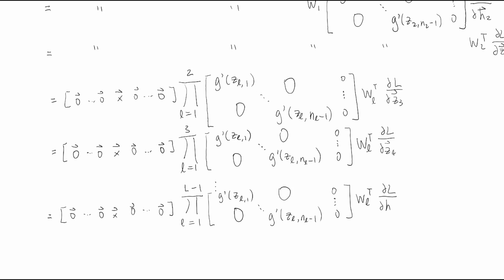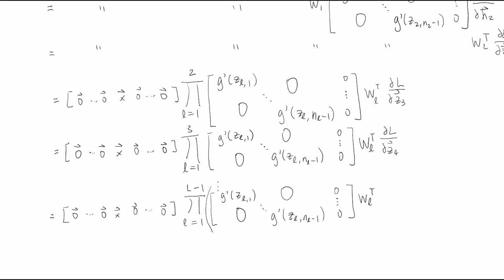Okay, let me just make sure this is correct. So actually we can't have this yet. We need to explicitly write out another diagonal matrix. So we're going to put a bracket around this product. And then this is going to be partial L partial Z L over here, just still following the same indexing. Before it went up to 3, and then outside here we have partial L partial Z4. But now it goes up to L minus 1, so right outside here we have partial L partial Z L.